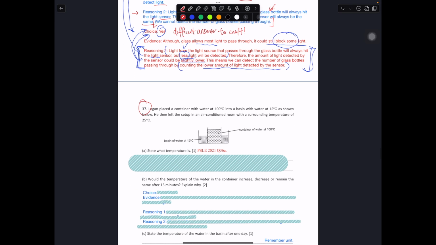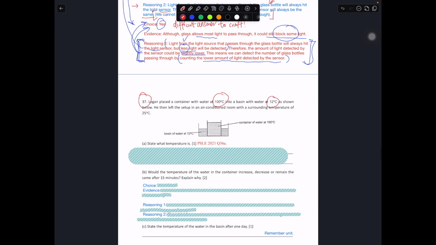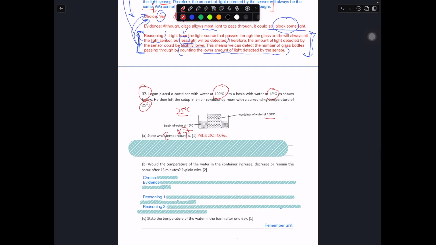Logan placed a container with water at 100 degrees into a basin with water at 12 degrees as shown. He left the setup in the aircon room with a surrounding temperature of 25 degrees. First question: what is temperature? They are not asking you what the temperature of the water is. They are really asking you what this word temperature means. This is a definition question.